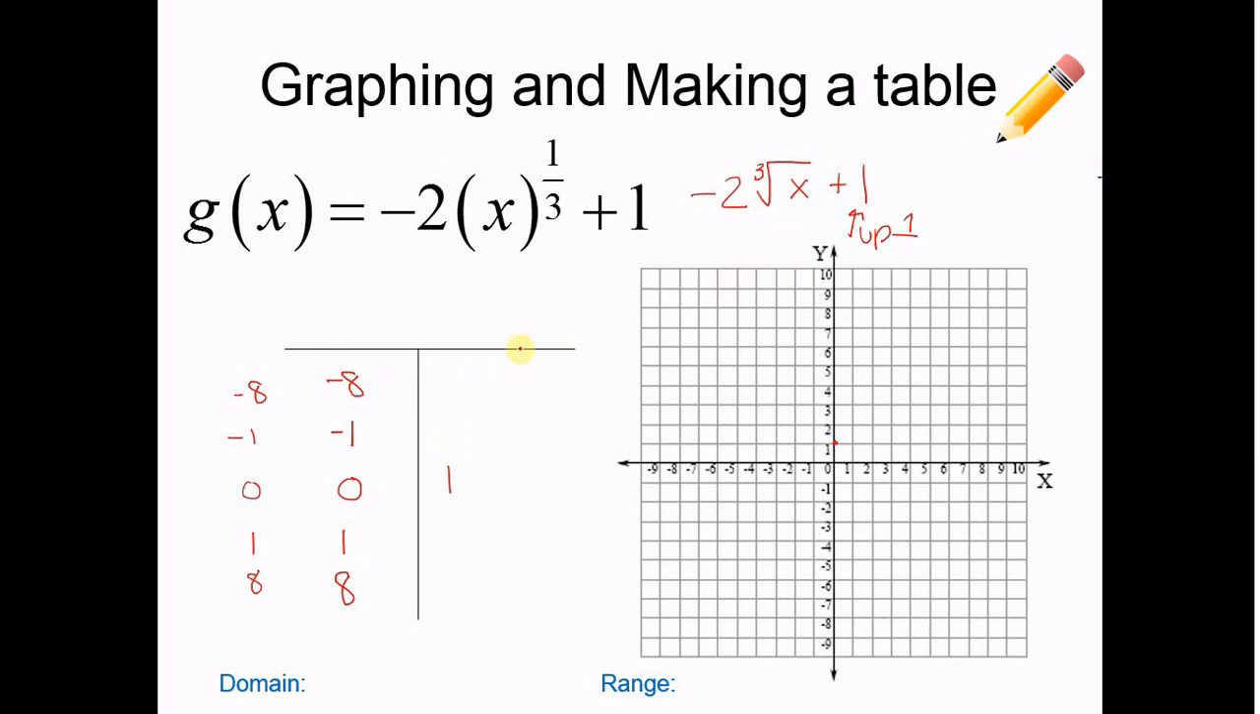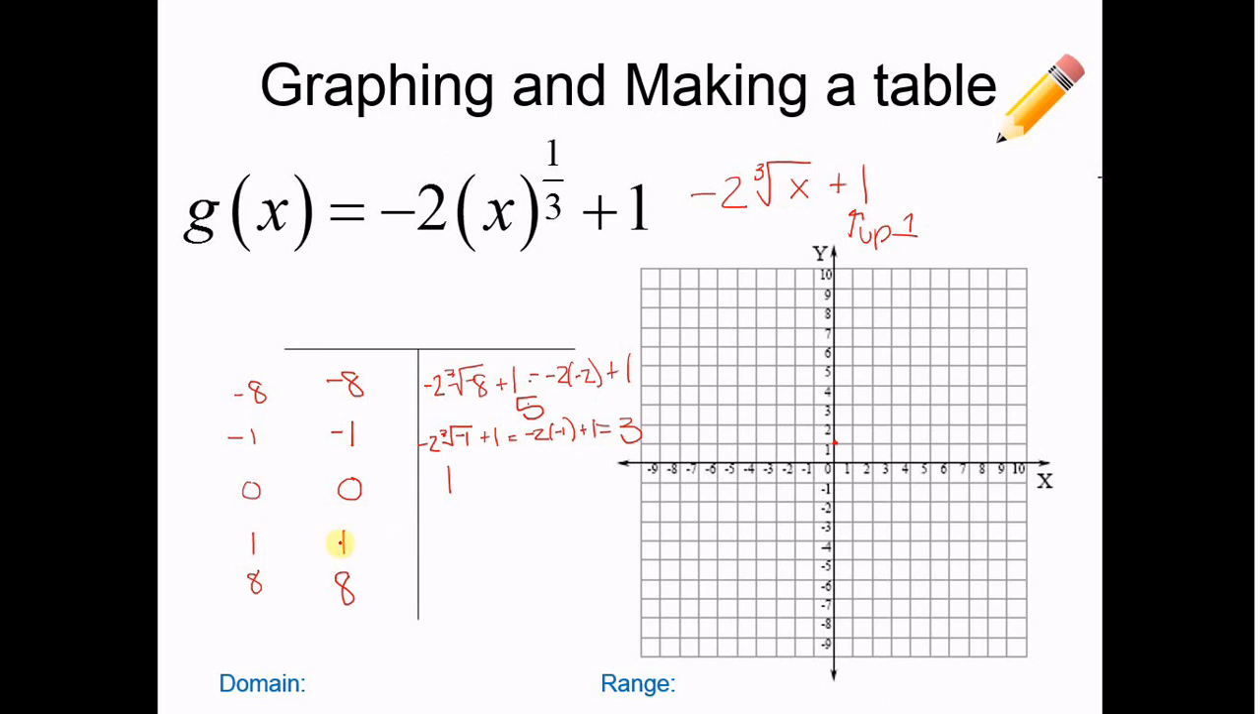So cube root, let's actually write these out. This one's a little more difficult to think in your head. Cube root of negative 8, that's negative 2. So I have negative 2 times negative 2 plus 1. Negative 2 times negative 2, well, that's 4. 4 plus 1, that's 5. Negative 2 cube root of negative 1 plus 1. Cube root of negative 1, well, that's just negative 1. 2 plus 1, that's 3.